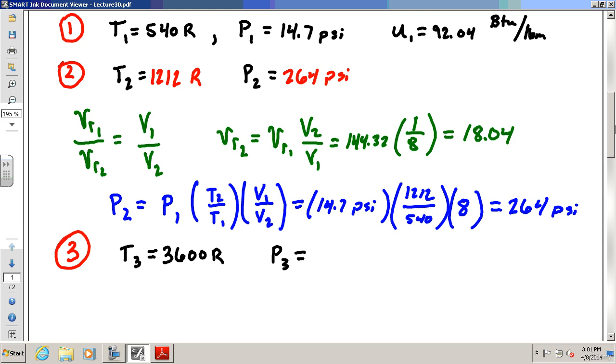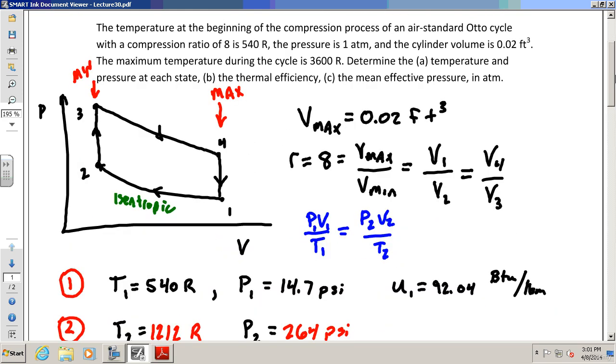Because remember what's 2 to 3? What do we know between 2 and 3? It's a heat in. We don't know how much heat in, but it's a constant volume, not constant pressure, right? Constant volume.